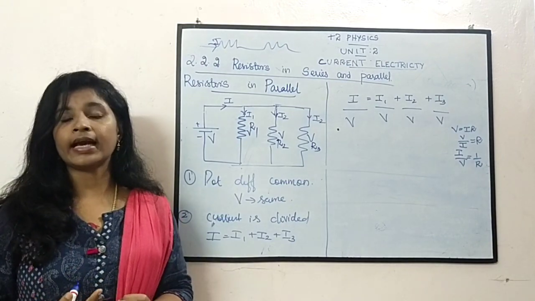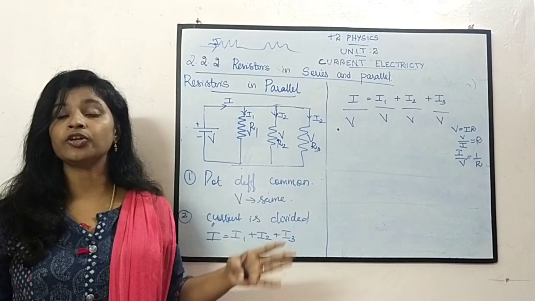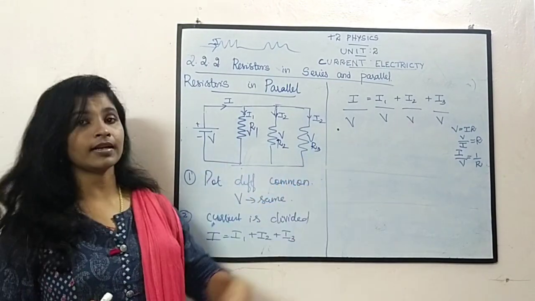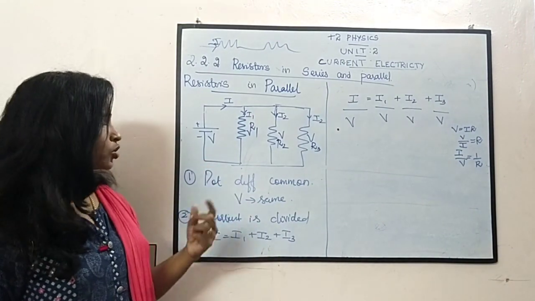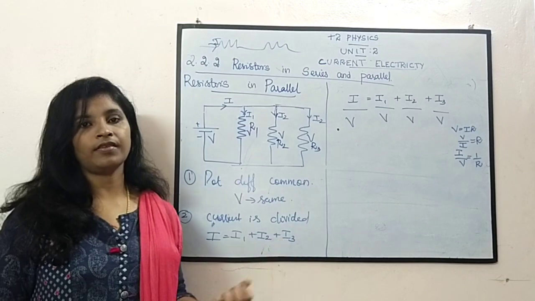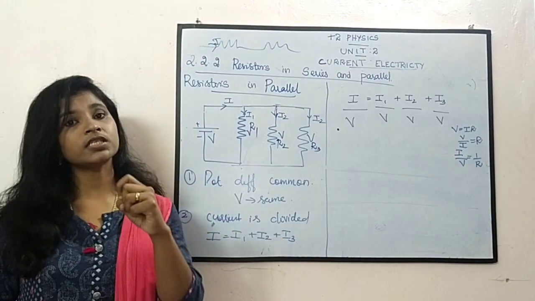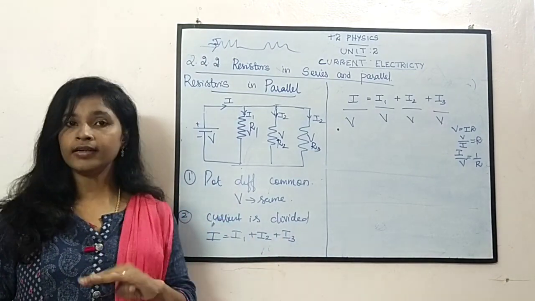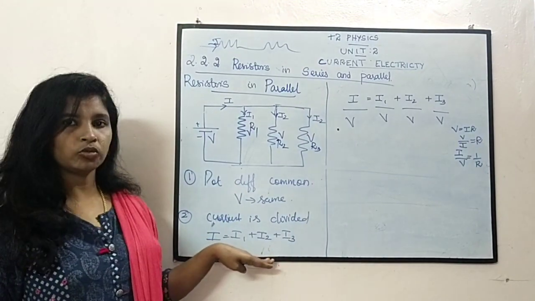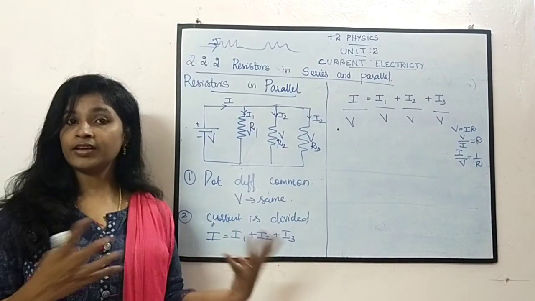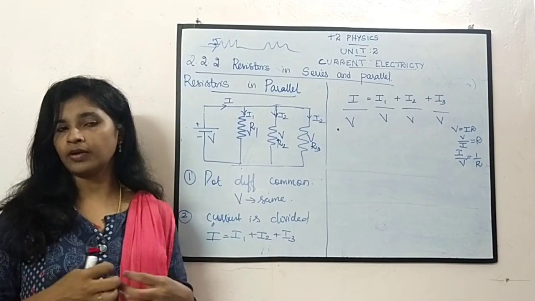So what about my current? My current is divided into three parts. Since there are three resistors, the current comes and divides into three ways. So here the current is divided. In series the potential is divided and here the current is divided. So I am taking the current as I1 plus I2 plus I3. These may be different values. The current is not equal, it may differ.